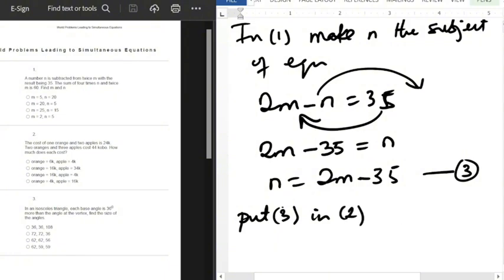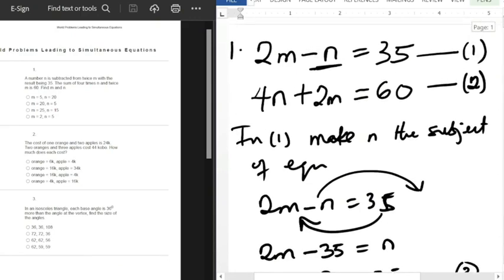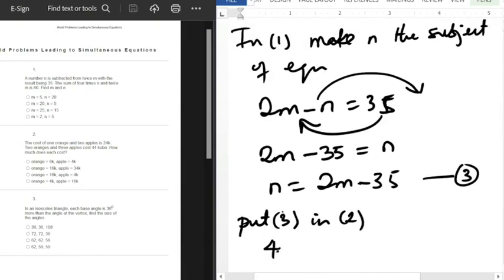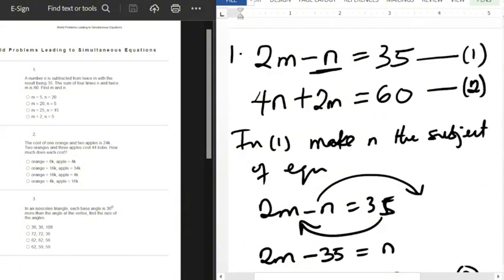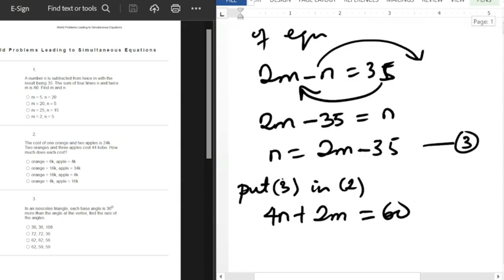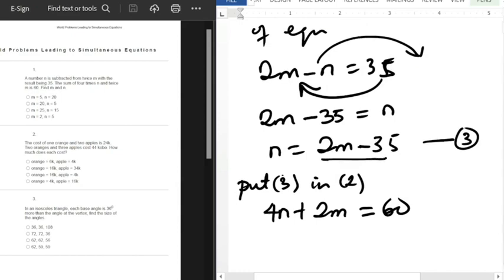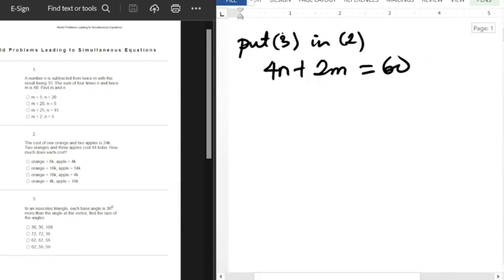So what is equation 2? Let's look at it here. So our equation 2 is 4n plus 2m, 4n plus 2m equals 60. Is that correct? 4n plus 2m. Okay. So in that case, wherever we see n, we're going to put this there. So that's what it means. So let's drag this down.